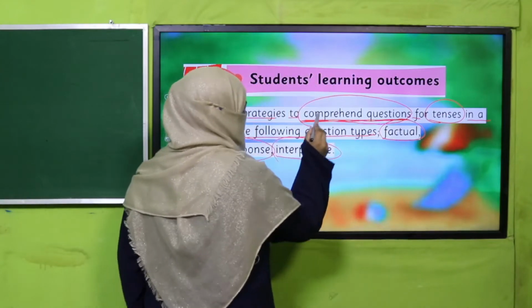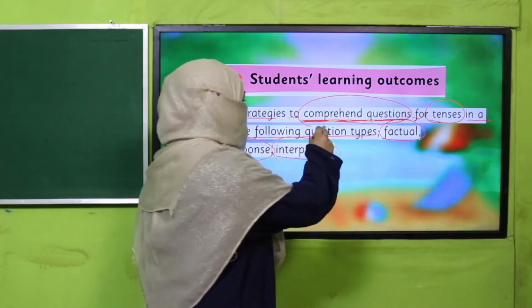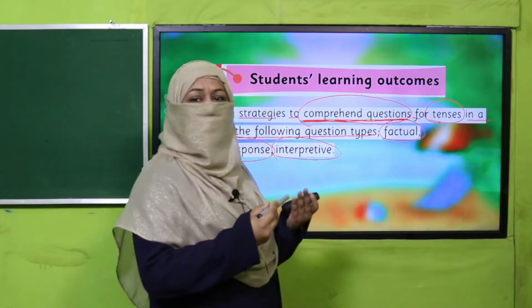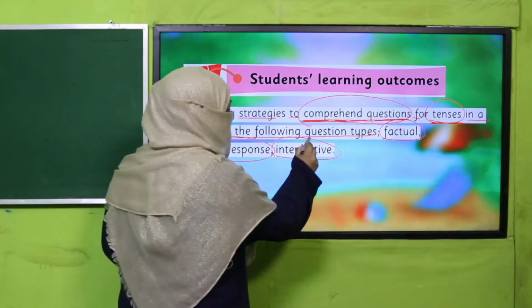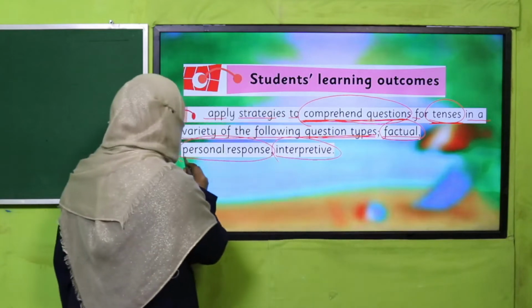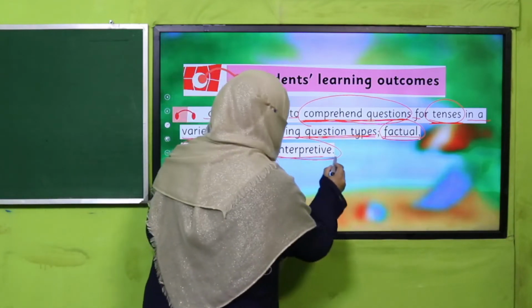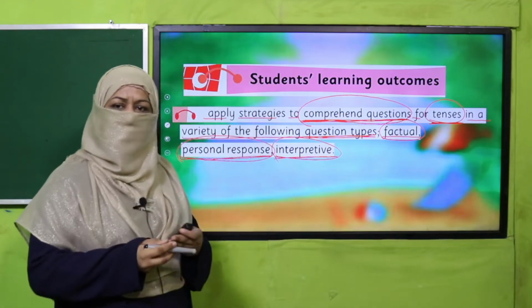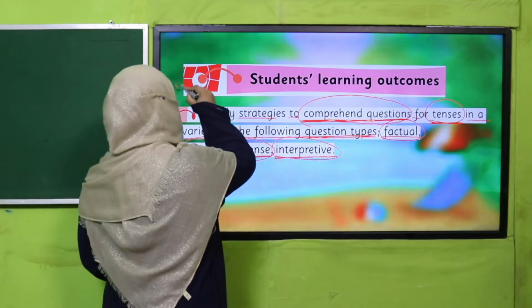So I have taught you there are different question words, their function is different. So we'll find out which question demands what. We'll find out the tense of the question and we'll find out the type of question. Either it's about a fact or it is talking about our own opinion or it is talking about explanation of a topic. This is our today's SLO.